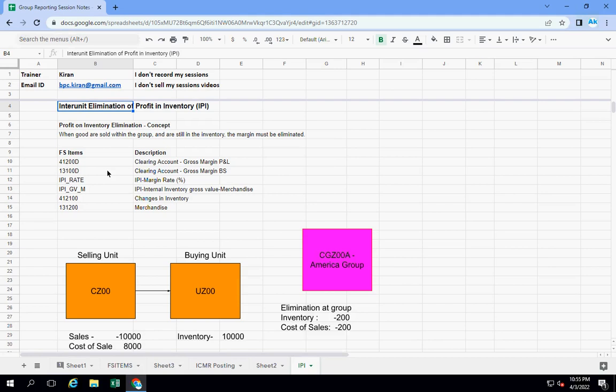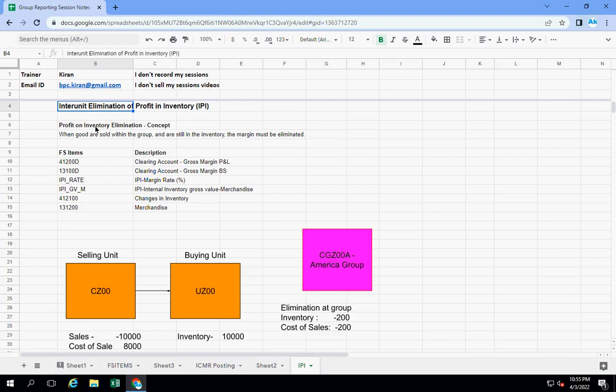Today we plan inter-unit elimination of profit in inventory. IPI, we call it. Whenever we use the word IPI, it means inter-unit elimination of profit in inventory. To understand how the elimination happens, the prerequisite is a good understanding of consolidation and elimination processes. You should have experience, at least one or two projects. If you have completed them in consolidation, you can easily understand.